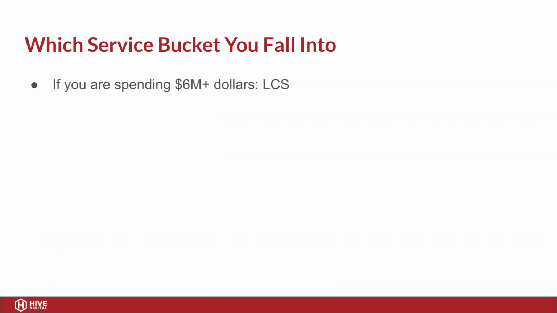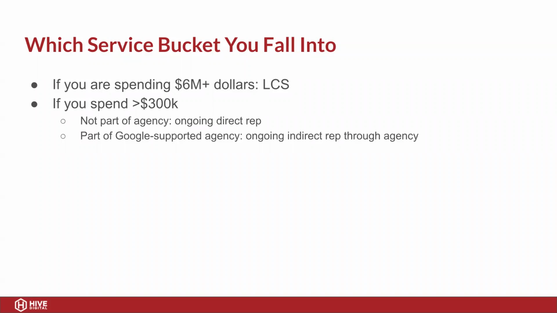Just as a recap, if you're spending, and I talked to my friend just now, around $6 million and up, you're going to fall into large client sales, which means you will get an account rep, a team actually. They will do the whole wining and dining, very traditional account management. If you're spending more than, let's say, $300K a year, and you're not part of an agency, you probably will have an ongoing direct rep who's working with you to optimize your account. If you're part of a Google supported agency, you will have an ongoing indirect rep through the agency.